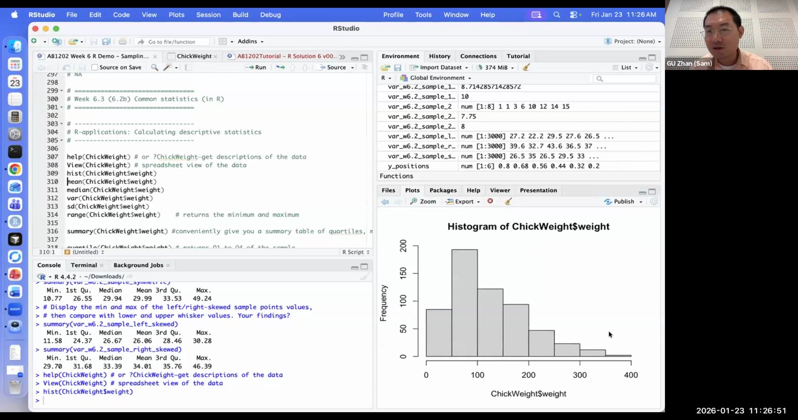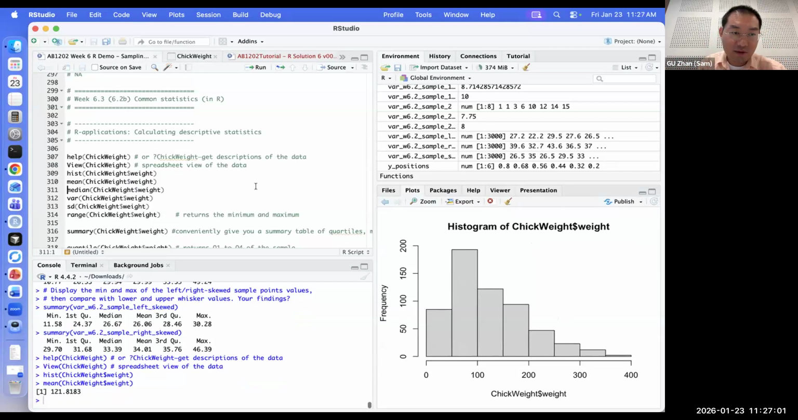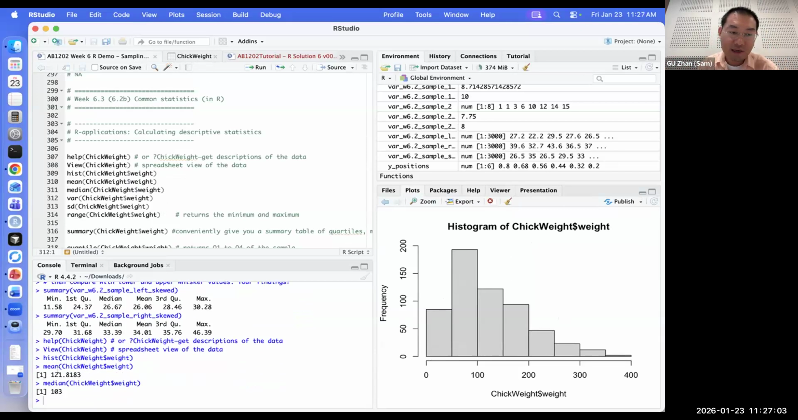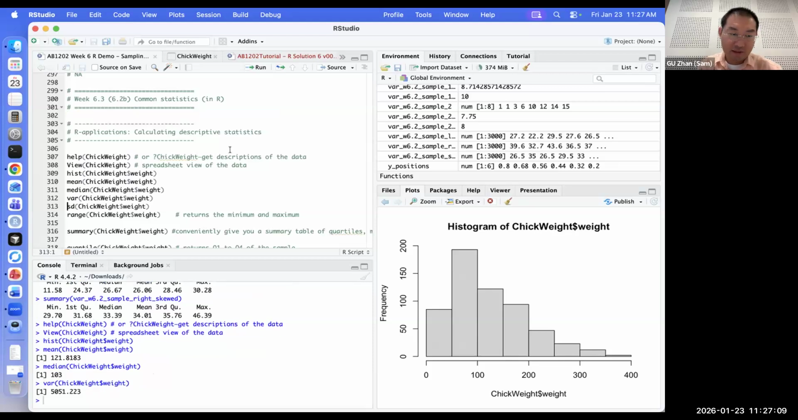So is it right skewed or left skewed? From this histogram, you can see this distribution is right skewed. It has a longer tail to the right, so it's right skew. For the mean value and median value, we'll see that the mean value is higher than the median value in general. This is right skewed. So what is the variance?